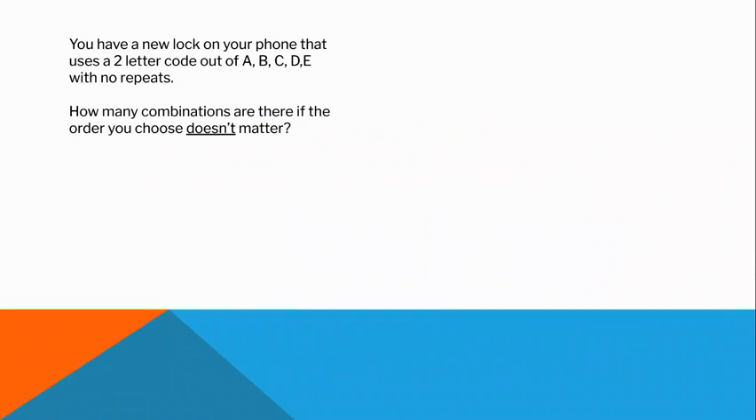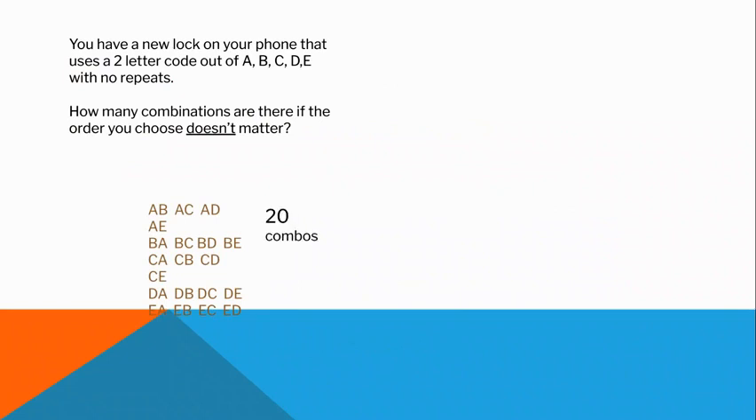Well, there's 5 choices and I want to pick 2. So there's all the possibilities there. Well, remember, order didn't matter. So let's take out the repeats. So AB and BA are the same thing. AE and EA are the same thing. So now there's only 10.